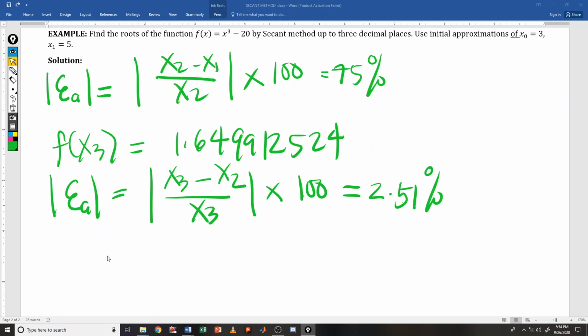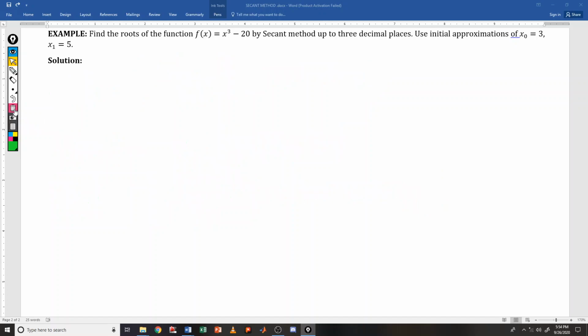So again, let us continue by solving x4. So we are now at i equal to 3. So we have x4 is equal to x3 minus f of x3 times x3 minus x2 over f of x3 minus f of x2. So we have this formula.